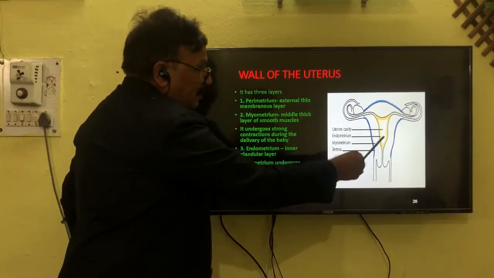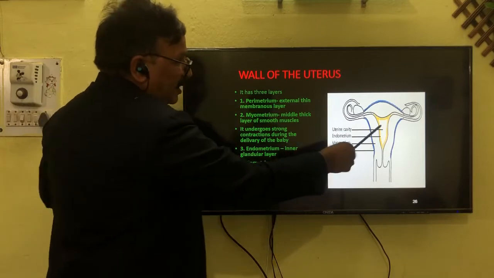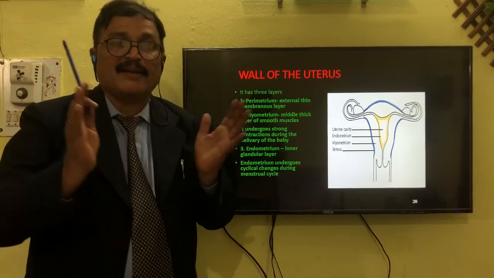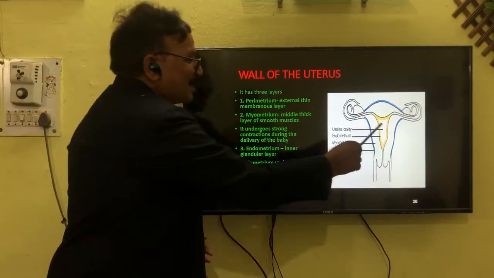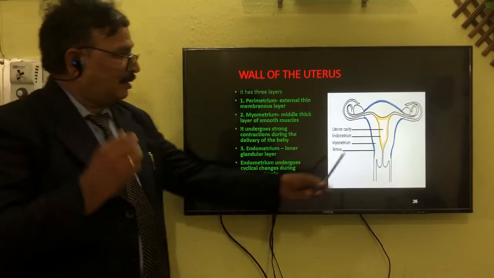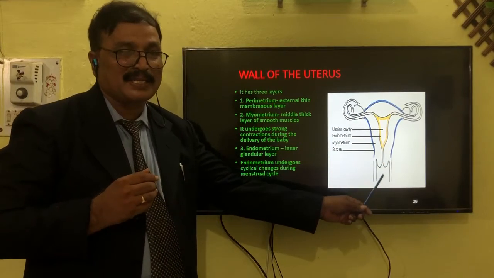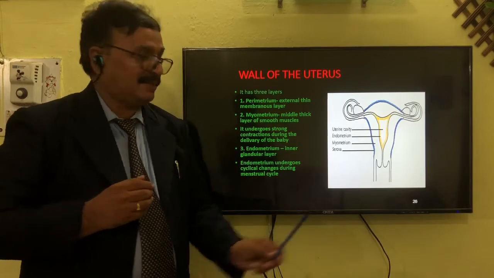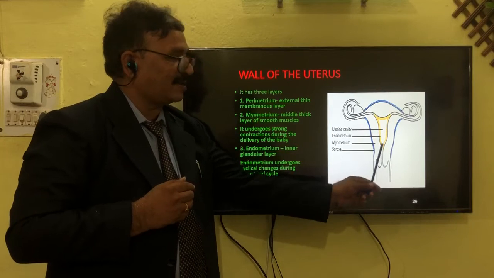Now, inside the uterus, there is a cavity called the uterine cavity. And this uterine cavity is the place where the embryo develops. Total development of the baby takes place in the uterine cavity. Now this is the entrance of the uterus from the vagina, and this portion is called the cervix, and it enters into the uterine cavity through a canal called the cervical canal.